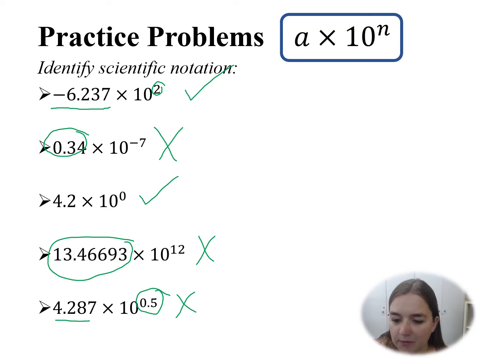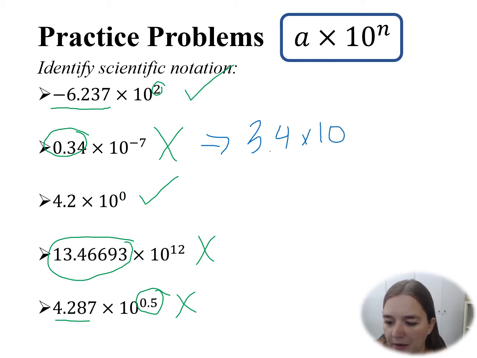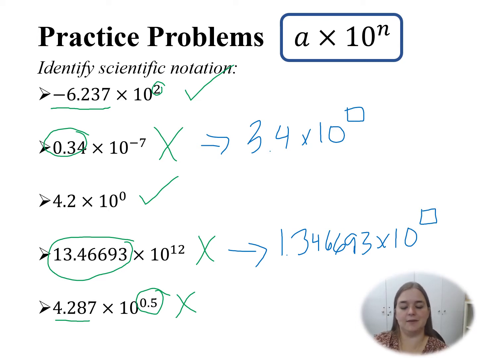But if I look at these ones here, I can turn this one into scientific notation. I want it to be 3.4 times 10 to the power of something, and I can get it back into scientific notation. Same thing here, I can adjust that a term to 1.34669 times 10 to the power of something. So I can transfer it into scientific notation. And we'll talk about how we do that and what that looks like in a minute here.